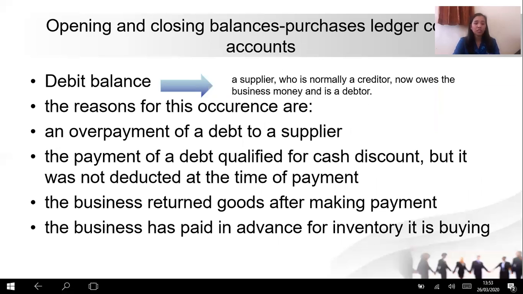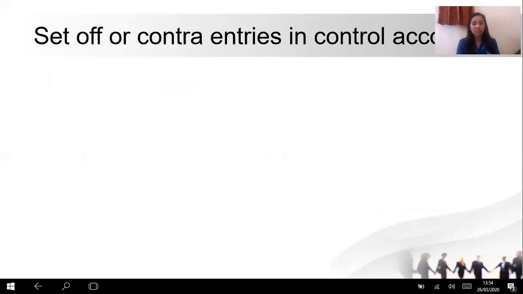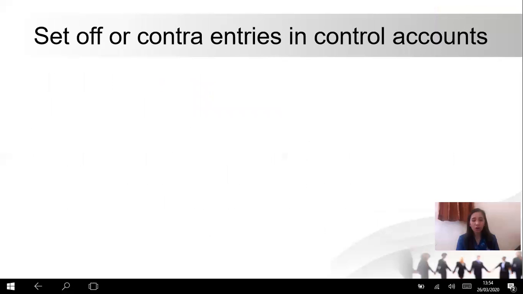The first one is an overpayment of debt to a supplier. The payment of debt qualified for a cash discount, but it was not deducted at the time of payment. The business returned goods after making payment. The business has paid in advance for inventory it is buying. So there are around four reasons for that.